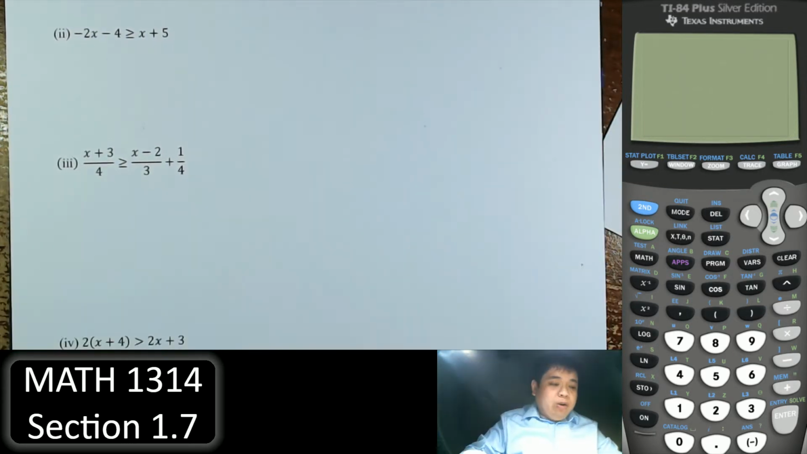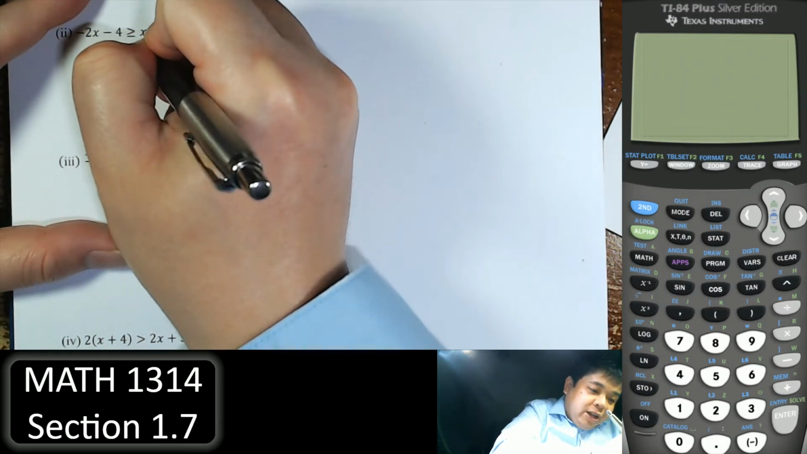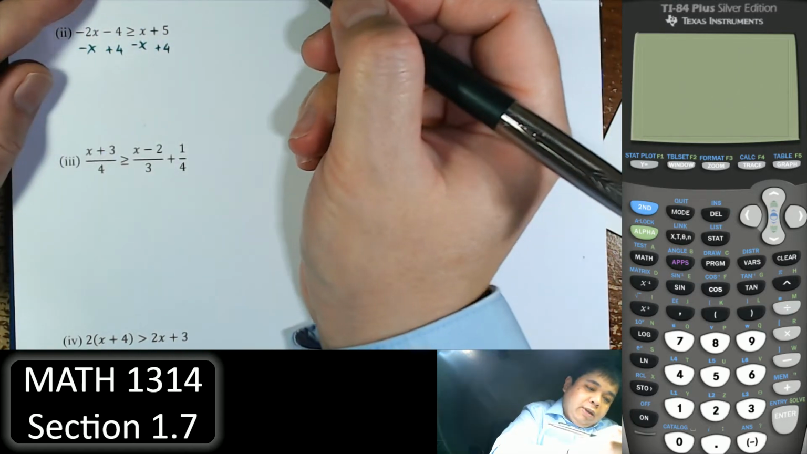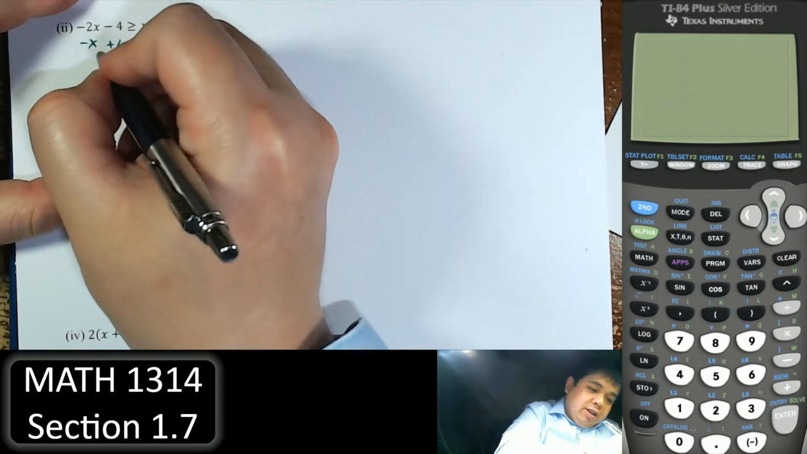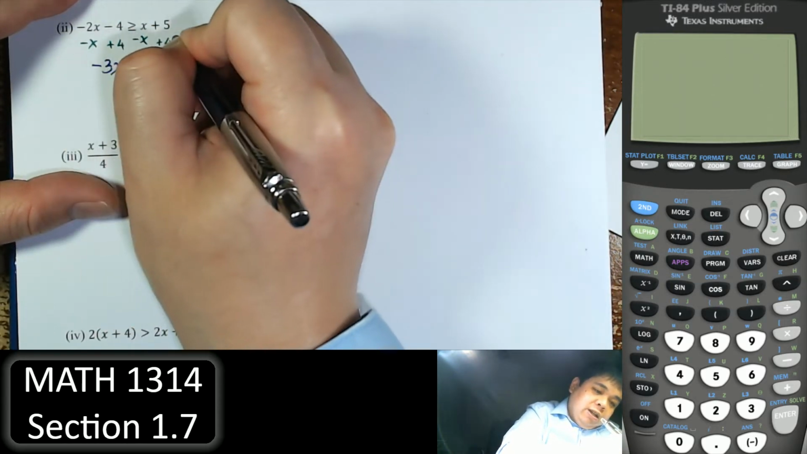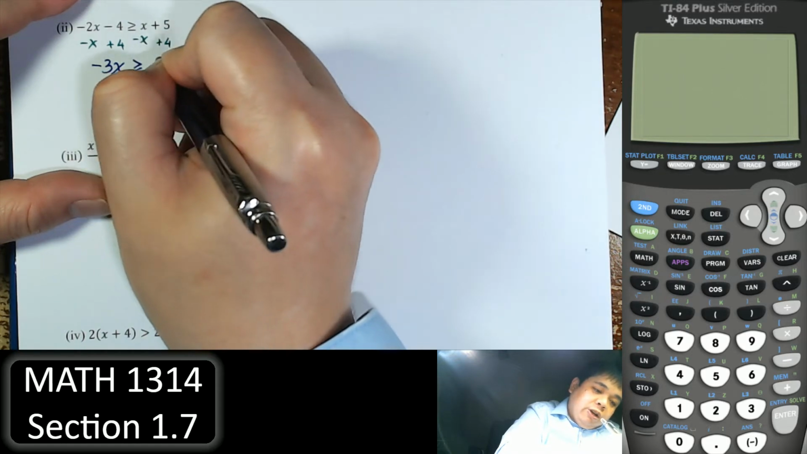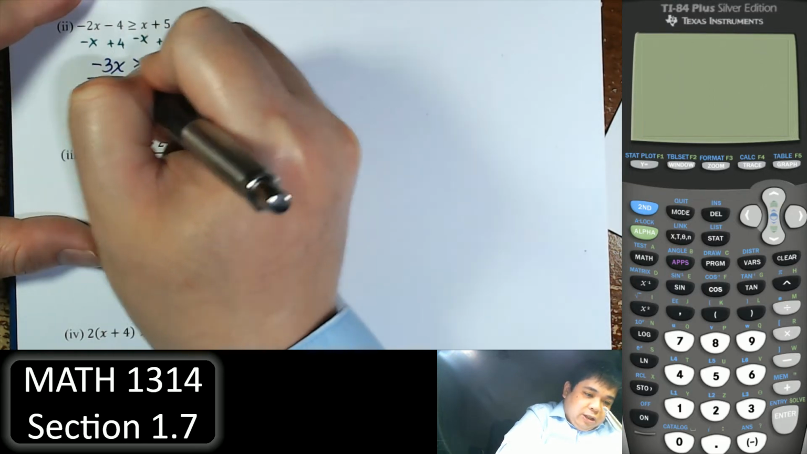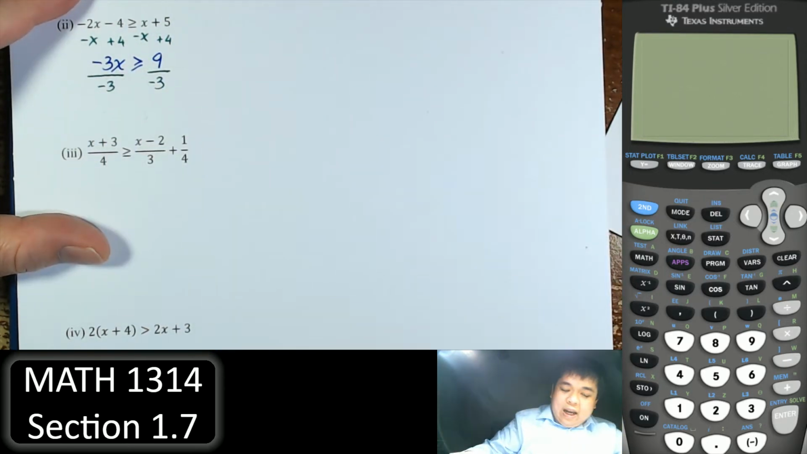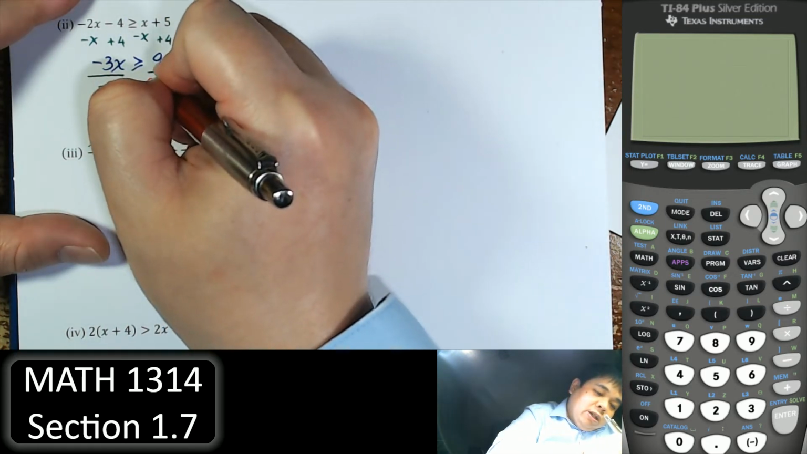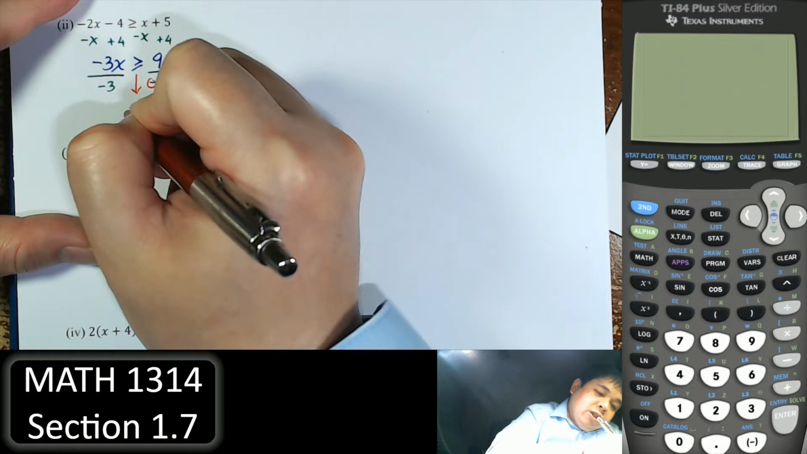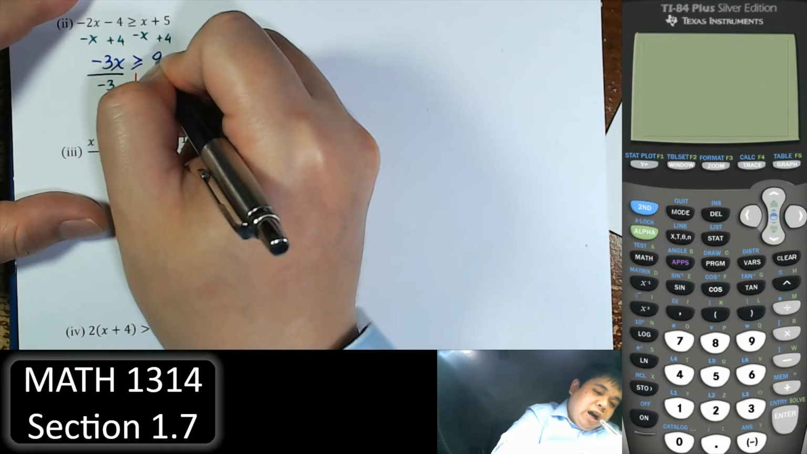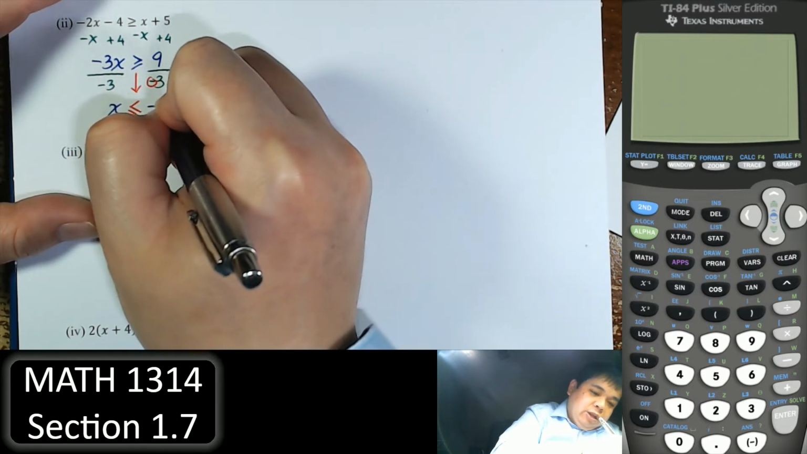Same thing here. Try to get x by itself. Subtract x plus 4, so that gives us -3x on the left side, and then greater than or equal to 9, and divide by -3 on both sides. Once again, since we divide by a negative number, the inequality here must be reversed to less than or equal to. That gives us x less than or equal to 9 divided by -3, which is -3.